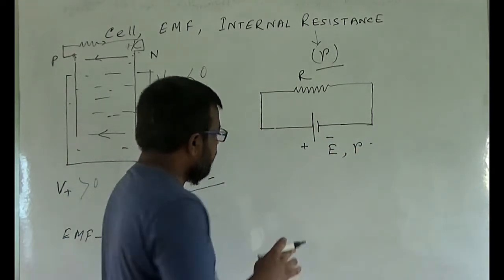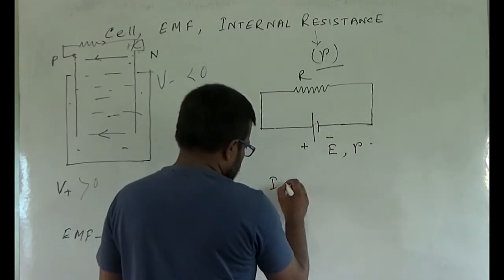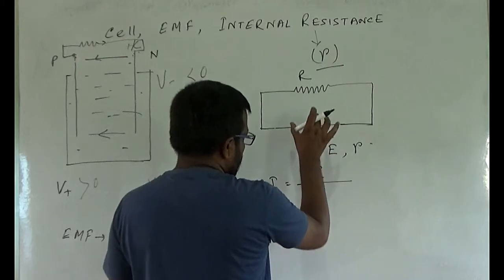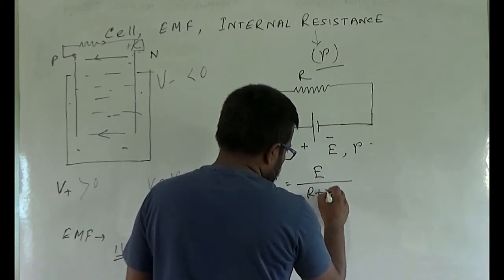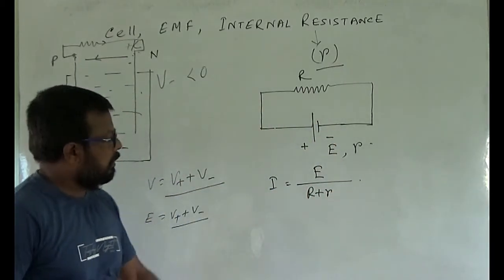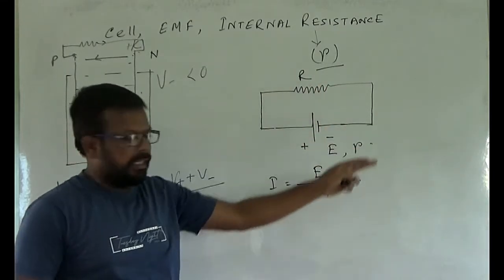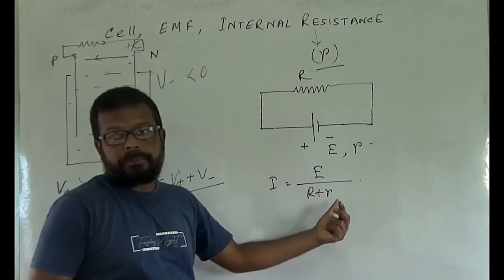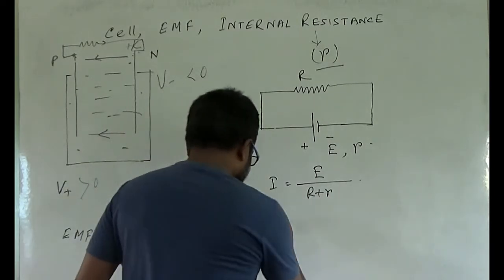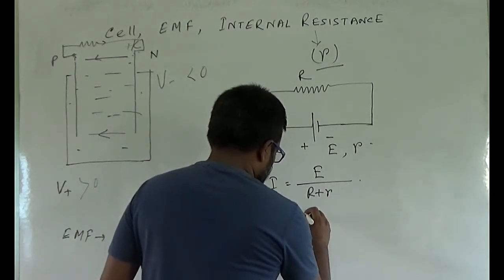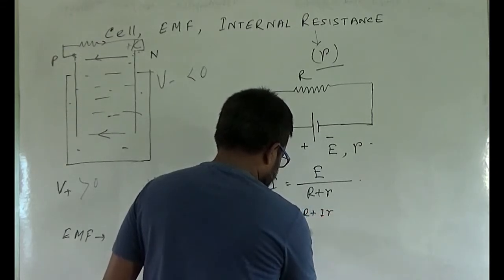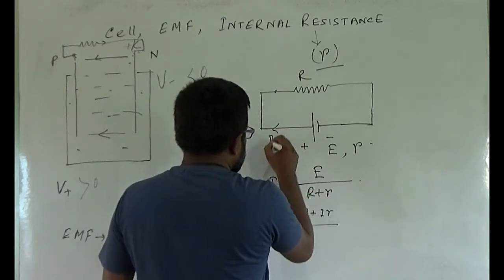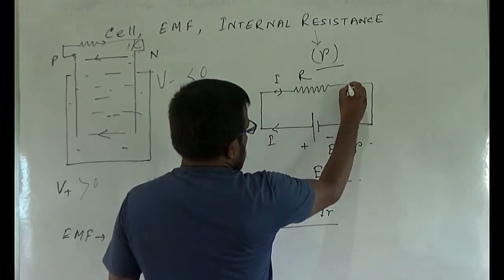Then the current through the circuit is equal to EMF, total voltage or potential difference, divided by total resistance. All these are connected in series. Therefore, total resistance is R plus capital R. Therefore, current is E by R plus r. Or we may say E equals I into R plus I into r. And now see here, this is the current through the resistor.